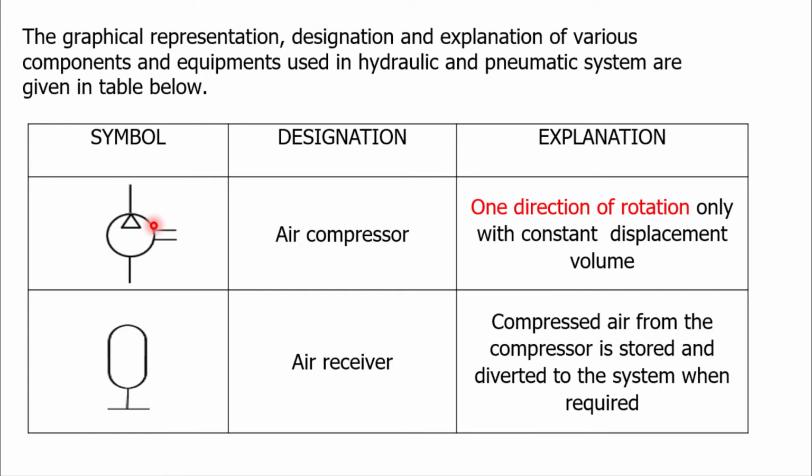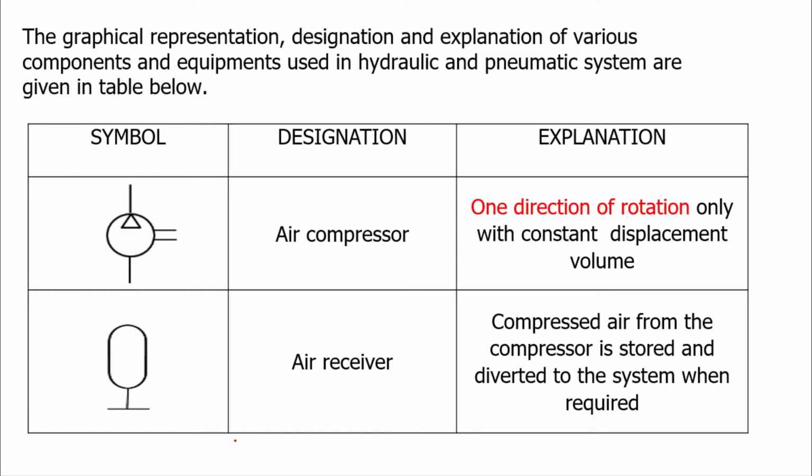We use a circle with a triangle to designate the air compressor. The triangle is not filled, whereas in a hydraulic circuit we use the hydraulic pump with a filled triangle. Here two parallel lines indicate the constant displacement volume. For the air receiver, we use an oblong-shaped representation. Compressed air from the compressor is stored inside the air receiver or tank.